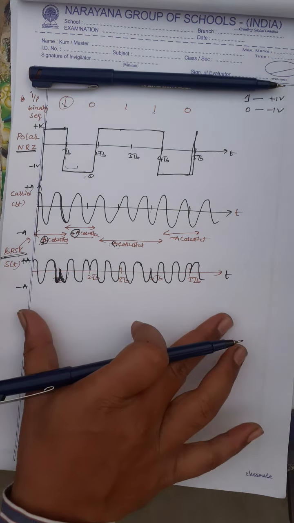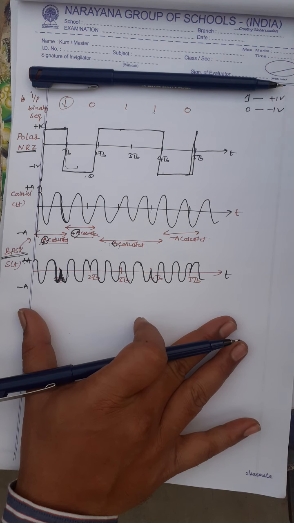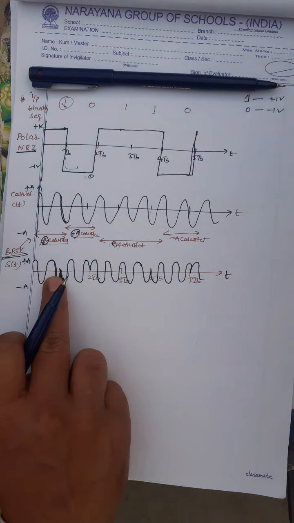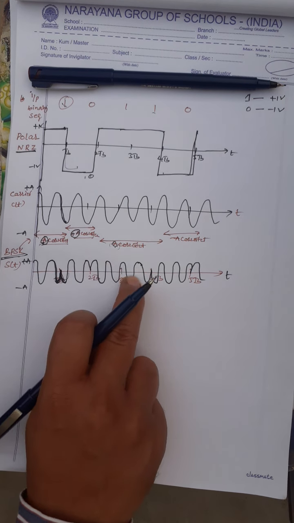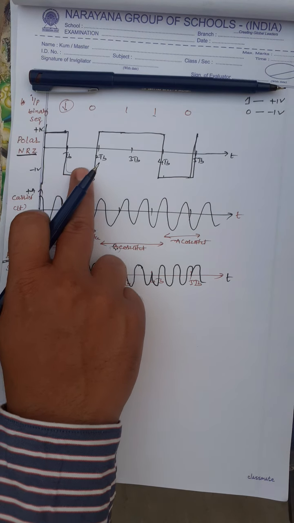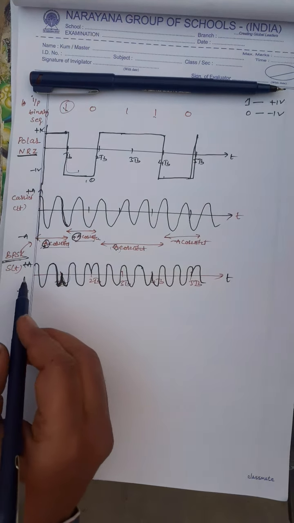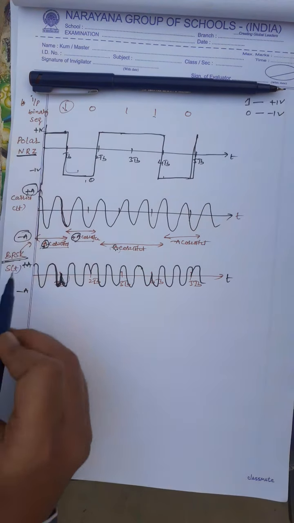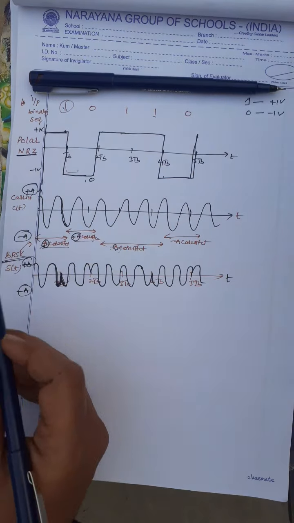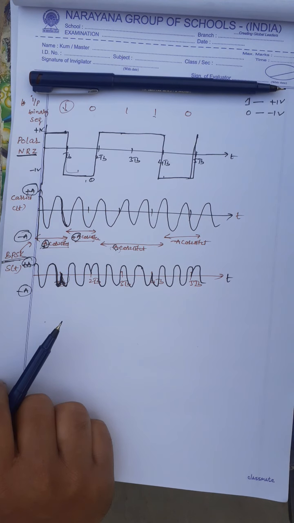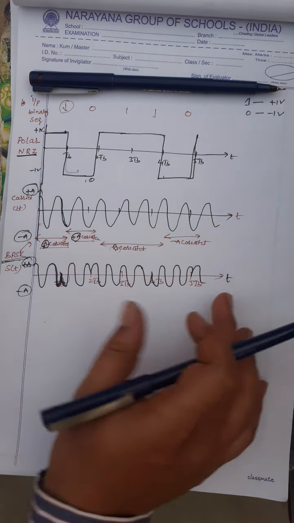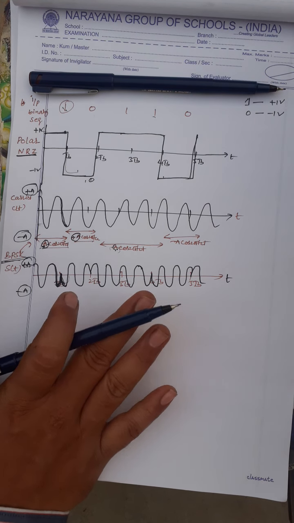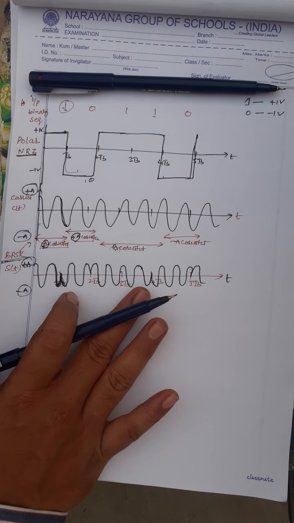This is a definition of BPSK. The phase of the carrier signal is varied according to the input binary data signal. Here the amplitude is A, here the amplitude is minus A. The amplitude of the BPSK is constant, and the frequency of the signal is also the same. There is no frequency change in this one, right? So this is the modulation of BPSK.